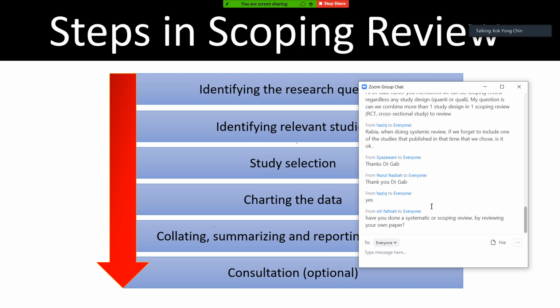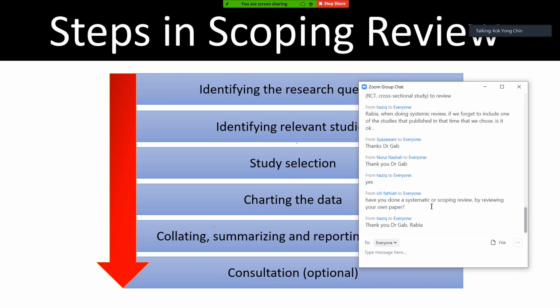From Siti Fatia: have you done a systematic review or scoping review by reviewing on paper? Yes, I have written multiple times, because I'm working on vitamin E and bone. So I actually did a lot of scoping reviews on vitamin E and bone during my student years. Most of the studies that we include are actually produced by our own lab.